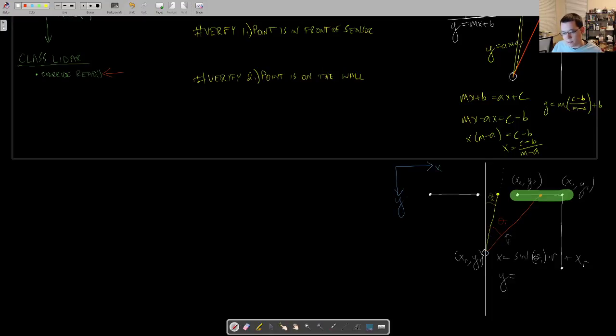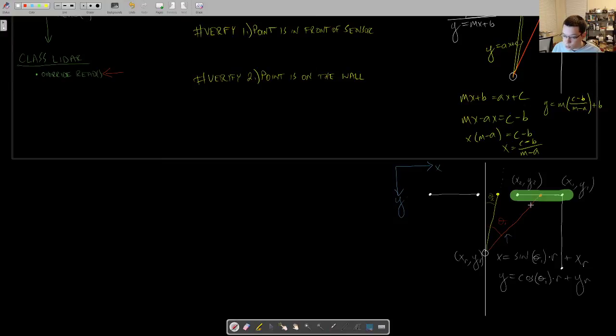Because this is our angle, this is our hypotenuse, this is adjacent, and this is opposite. And we want the length of this opposite side. So since cosine is opposite over hypotenuse, no, sine is opposite over hypotenuse. We need sine. And then since y is 90 degrees off of x, we're going to use cosine theta 1 times r plus yr.